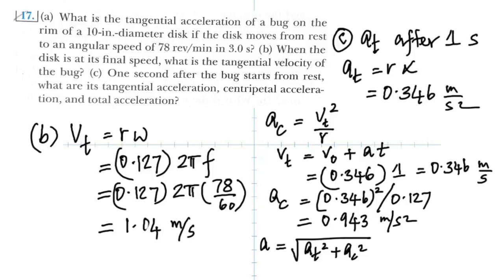The total acceleration is just found by taking the square root of the sum of the squares. And what is the reason? The reason is that the tangential acceleration and centripetal acceleration are at right angles to each other. And when you have two vectors that are perpendicular to each other, you find the vector sum by taking the square root of the sum of their squares. So that gives 0.346 squared plus 0.943 squared, which comes out to be exactly 1 meter per second squared.